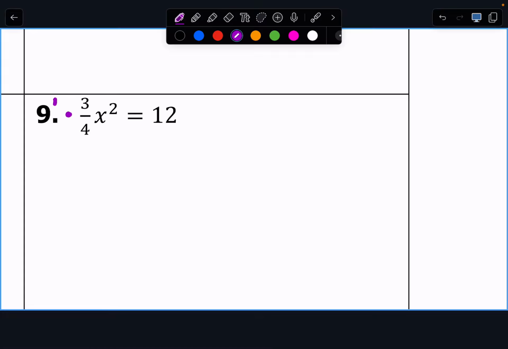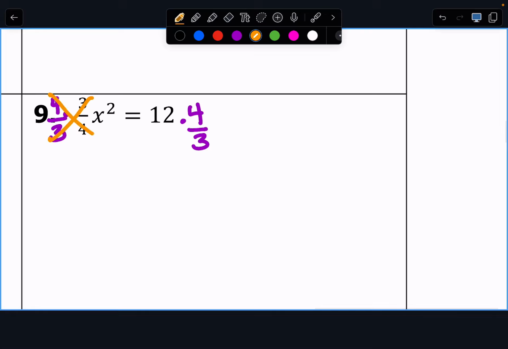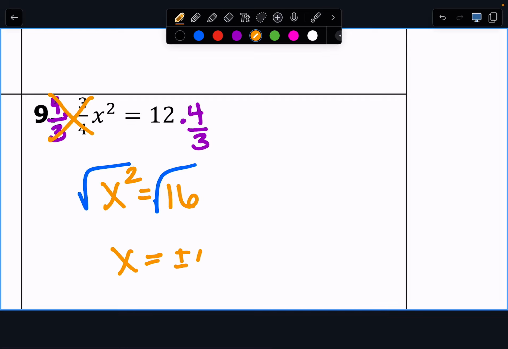So we're going to multiply by 4 over 3 so that these undo. And we have x squared equals 12 times 4 divided by 3. Yes, 12 times 4 is 48, divided by 3 is 16. You have a calculator, so you know. Okay, so we can square root both sides to get x is plus or minus 4.